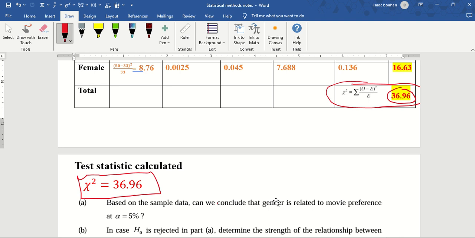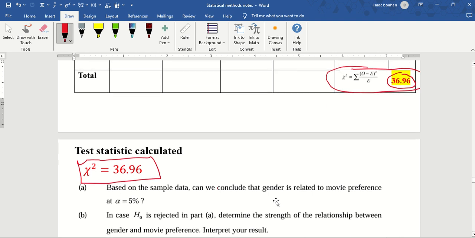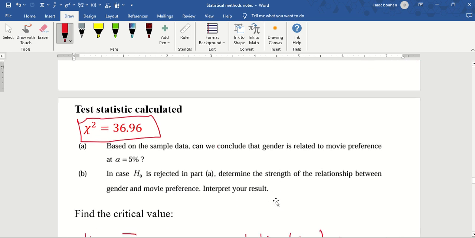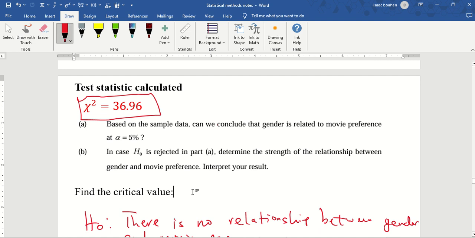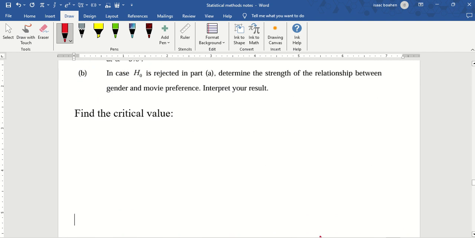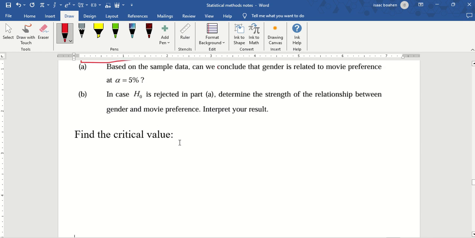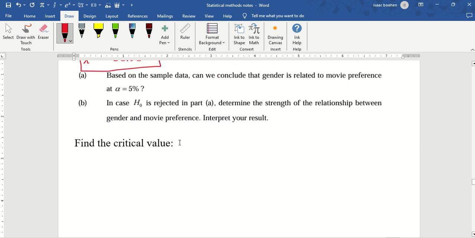Now we are also supposed to look for the critical value. So how do we look for the critical value? Looking for the critical value, we know the alpha level or the level of significance to be equal to 5%, given in the question. This is the same as 0.05.